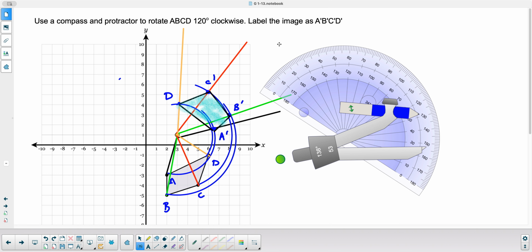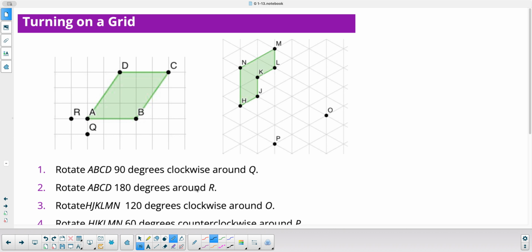Another thing that's kind of bad, I just was talking about having a center of rotation, and I guess I never really labeled this point here. So maybe I should be a little more specific, and I'd say around point P. How about that? And if I label this point right here as P, that would be a little bit more helpful. All right, so rotate A, B, C, D 90 degrees clockwise around point Q. So clockwise would be this way.